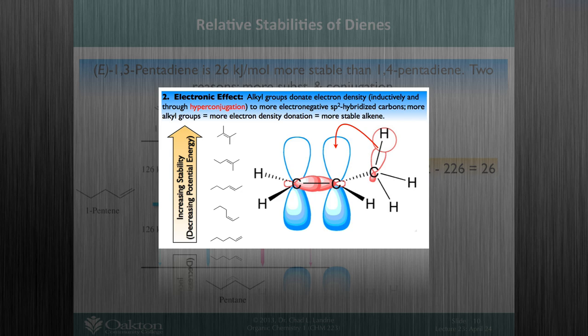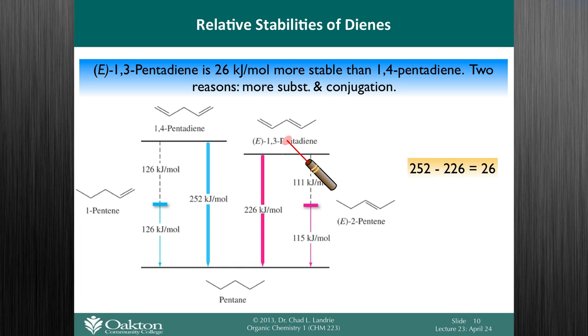The other possibility is that conjugation itself is imparting some extra stability. So we want to determine, of this 26 kilojoules per mole difference between 1,3-pentadiene and 1,4-pentadiene, how much is due to substitution and how much is due to conjugation.